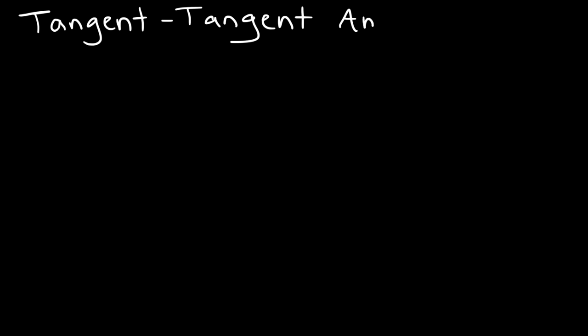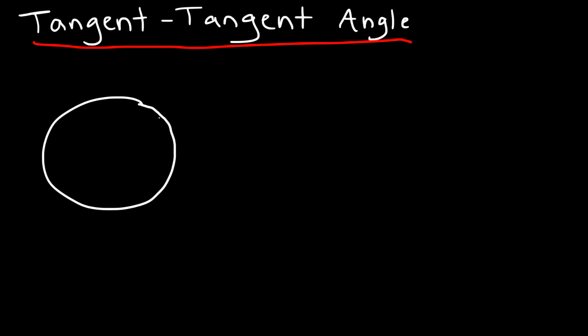Now the next angle that we need to talk about is the tangent angle. Now this particular angle lies outside of the circle. And it's formed from two tangent segments. So let's say these two. Let's call this point A, B, C, and let's say this is some point X.